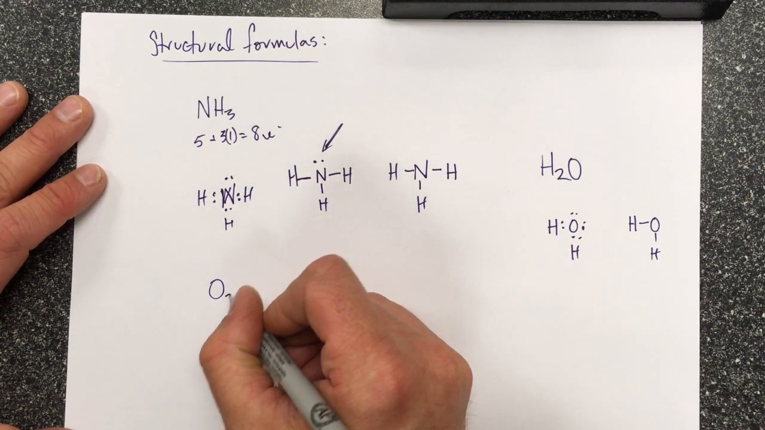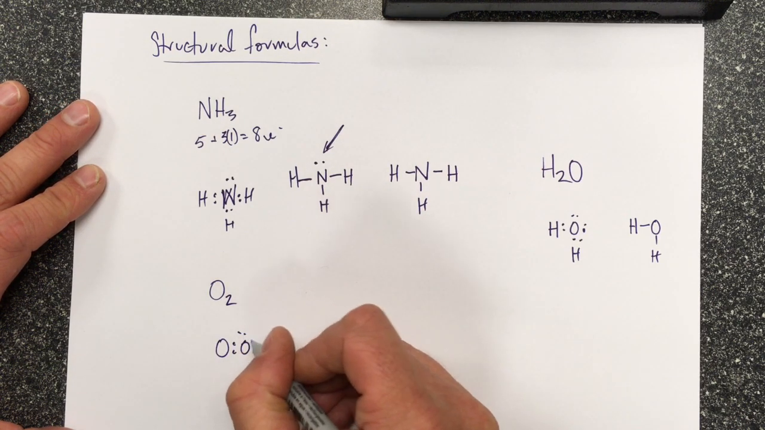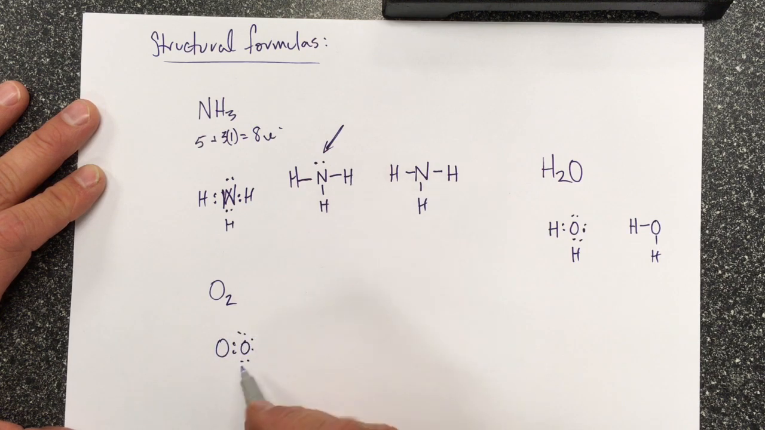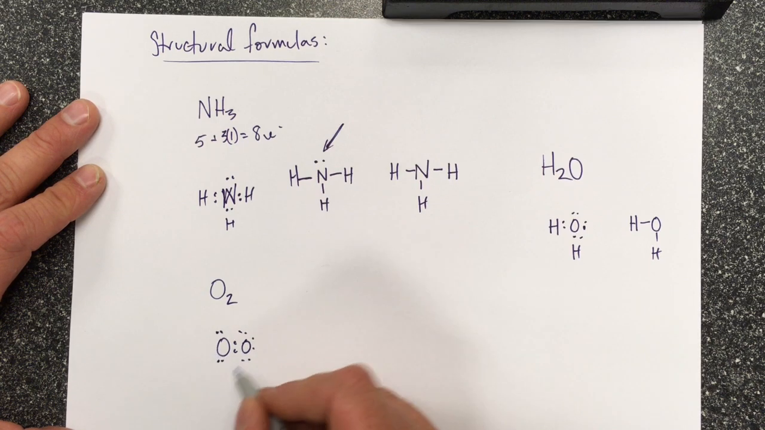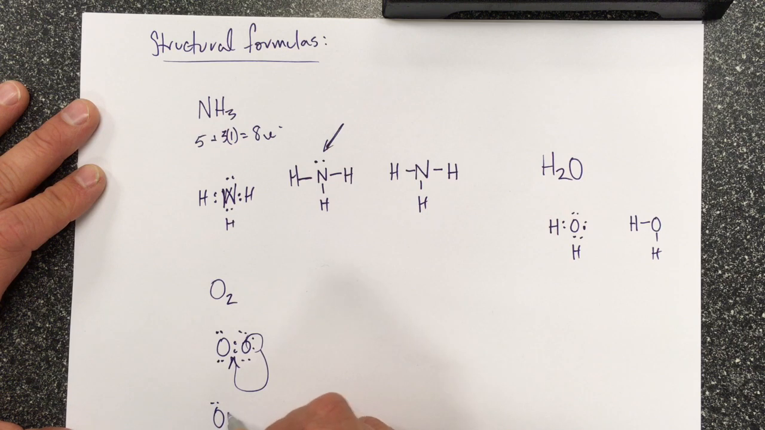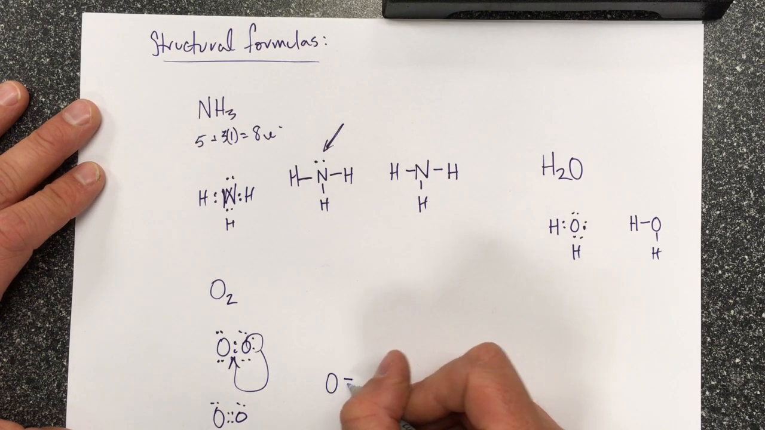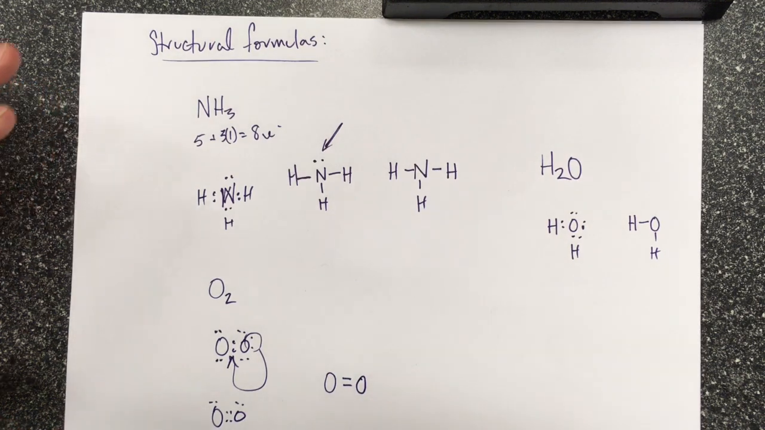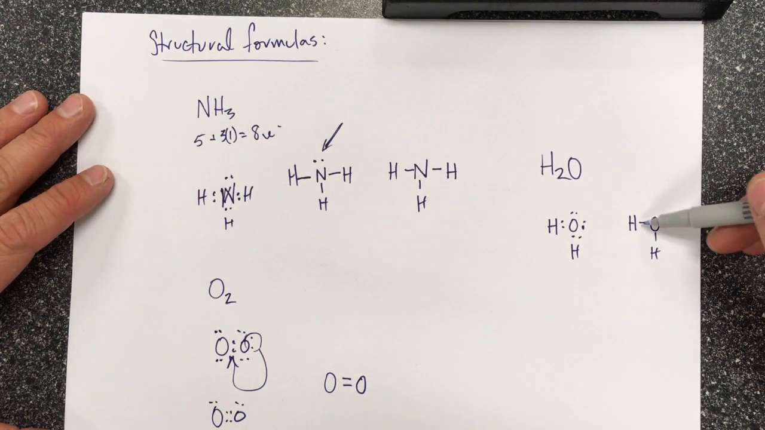If you had O2, where you've got 12 valence electrons, you have oxygen bonded to oxygen, you fill up the octet here, and that's 8, and that's 12. But then you have to move this pair here into here. You get a double bond between them. That's the Lewis diagram. Your structural diagram would just be this. It's just showing that we have a double bond between the oxygens. And so we show a single bond as a single line, double bond as 2 lines.